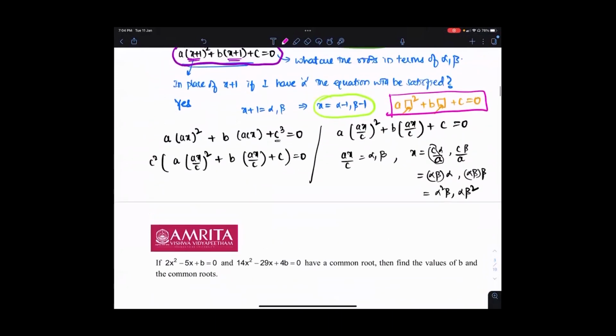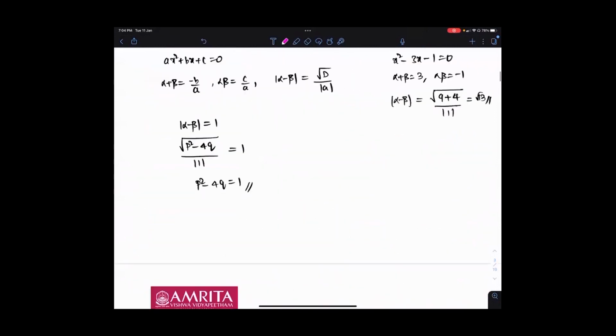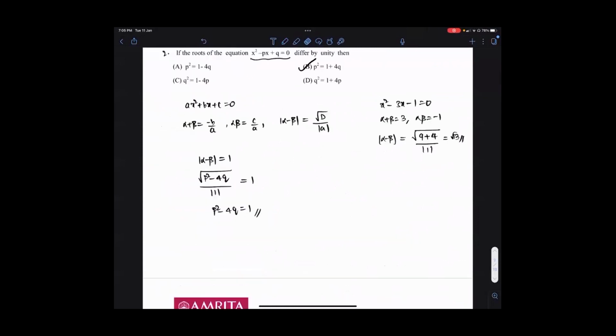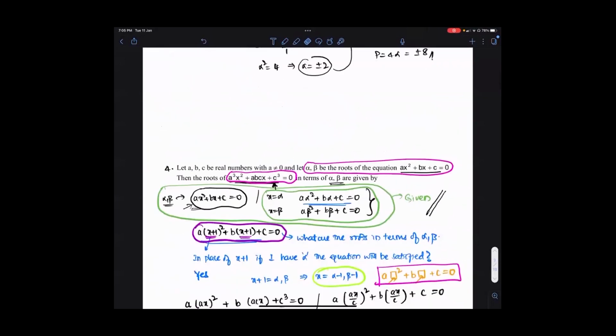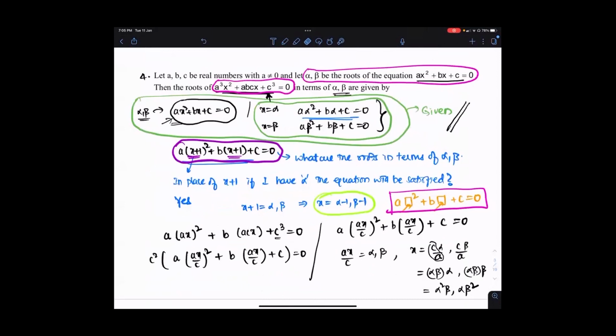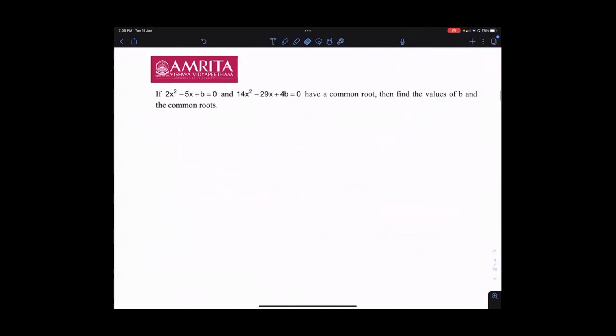Next. Till now, what we have seen is one or two questions on the roots, that is sum of the roots, product of the roots, equal roots, some questions on relation between the roots, and one question on transformation of equation. Now the next one is common root. I think it's a very well known concept. That is, if this equation and this equation have a common root. What do we mean by common root?